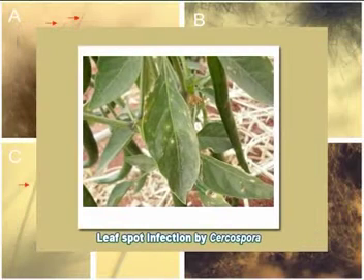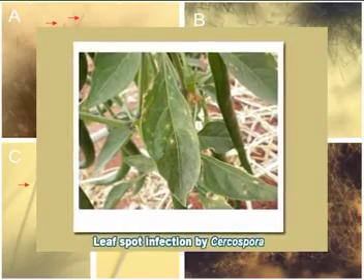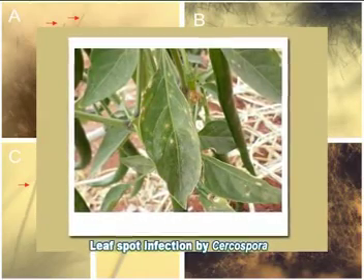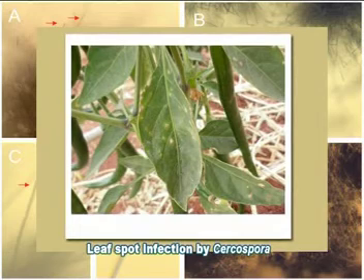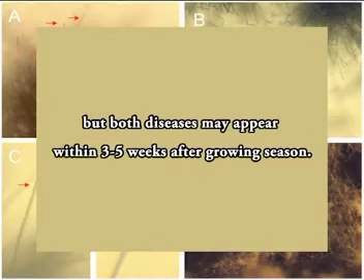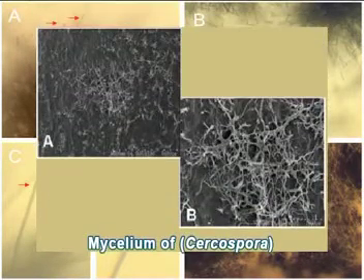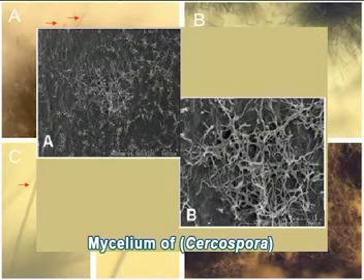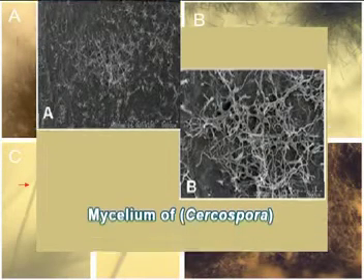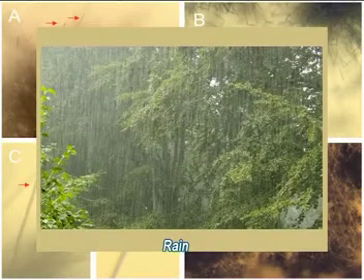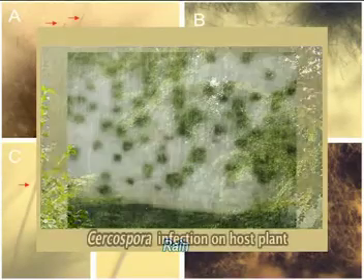Early and late leaf spot pathogens are soil-borne. Infection by Cercospora arachidicola normally precedes that of Cercospora personata, but both diseases may appear within 3 to 5 weeks after growing season. Conidia are produced directly from the mycelium in crop debris in the soil following early rains, and when deposited on the leaves of young groundnut plants by rain splashes and wind, they initiate the disease cycle.